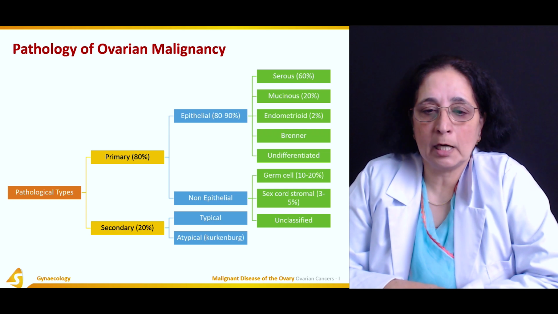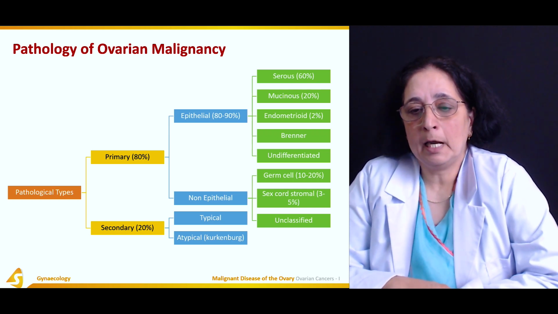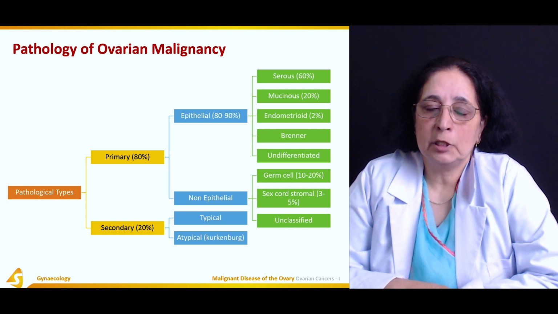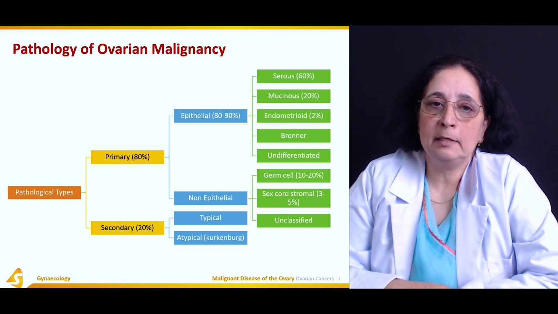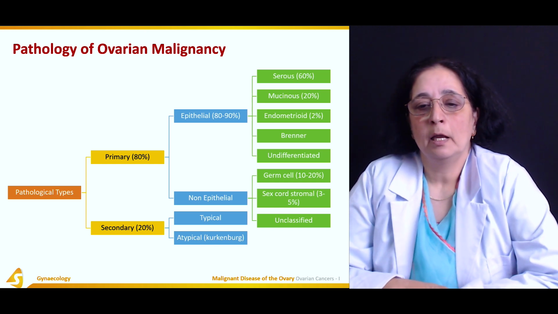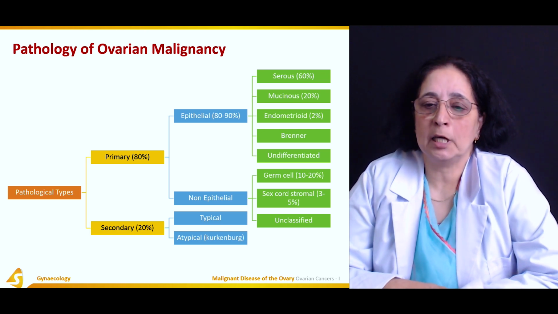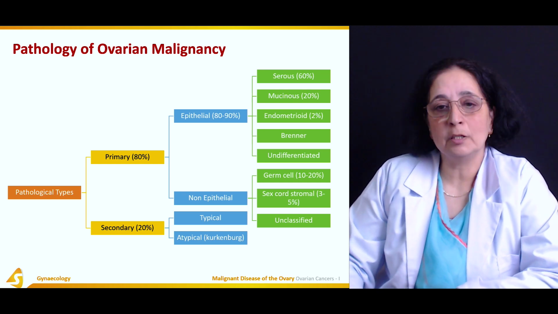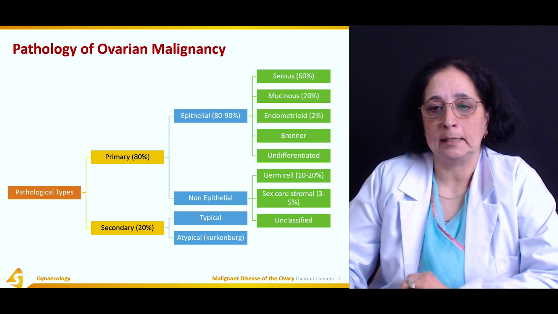Then the secondary type, which is about 20% of ovarian cancer, has two types, typical and atypical. Primary is divided into epithelial, which is most of the cases, about 80%, and non-epithelial, about 10 to 20%. So this is the broad pathological classification of ovarian malignancy.